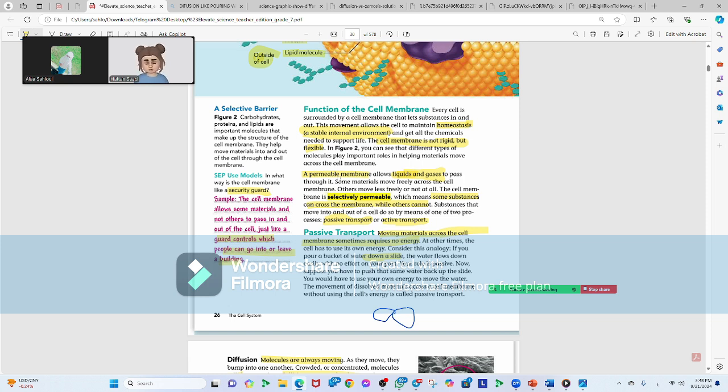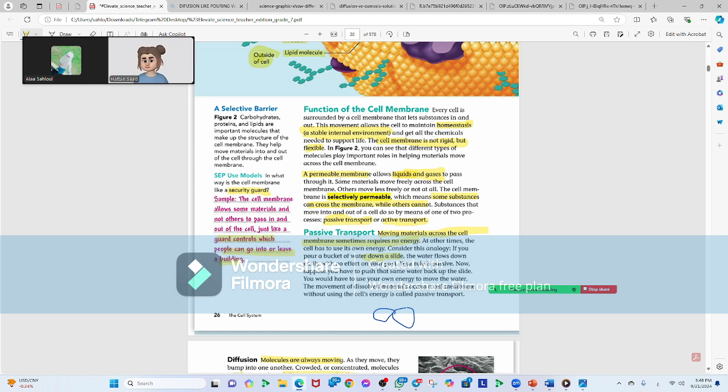Yes, it's like when you put a ball on a slide. The ball slides quickly from the top of the slide to the bottom of the slide without energy, with no energy.